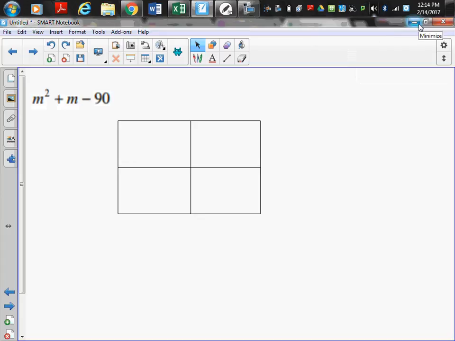So in factoring polynomials, we have m squared plus m minus 90. We're going to use the box method. It's the easiest. Alright, so just watch. You take the number in front of your squared, so we have 1m squared in the first box.